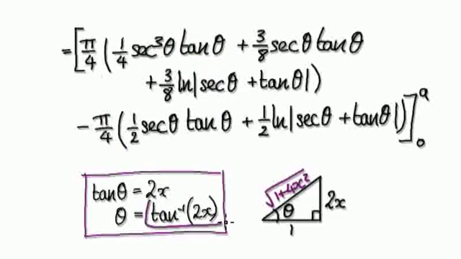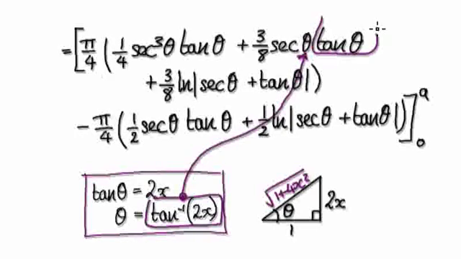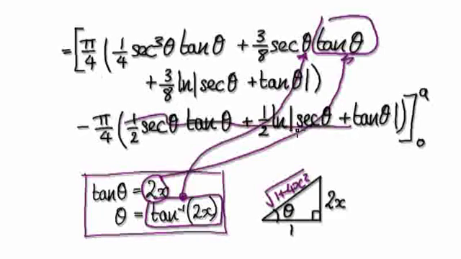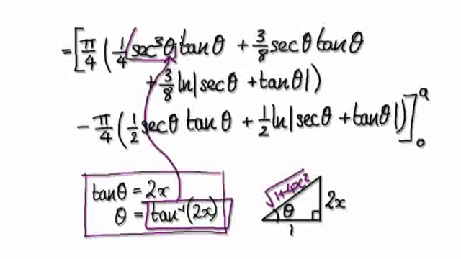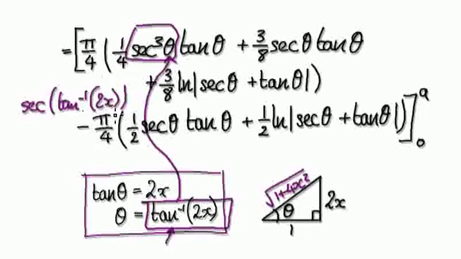Don't forget you've got to put this theta in here, and this tan theta here is a nice neat 2x, and so on. You've got to do it with all these here. Well, if you put this theta in here, this bit here is really messy because you've got secant of the angle, which is tan inverse of tan 2x, and then you've got it to the power of 3.